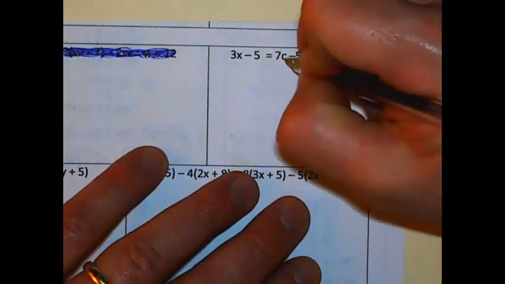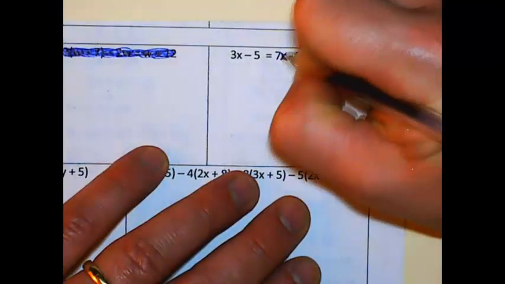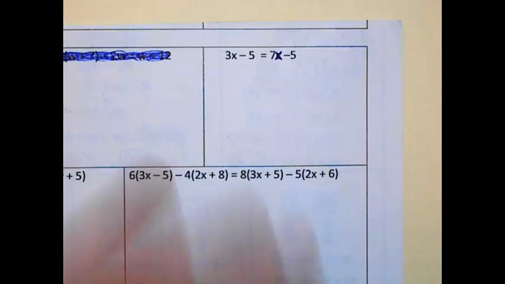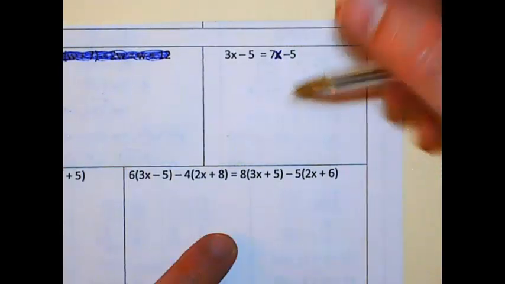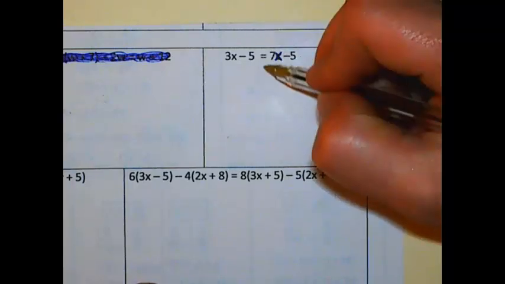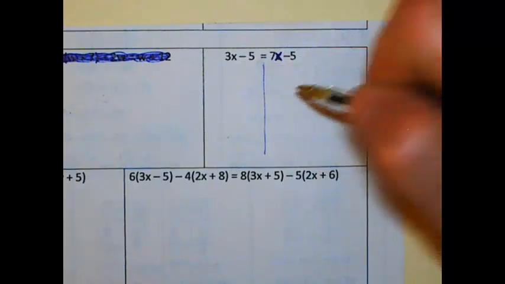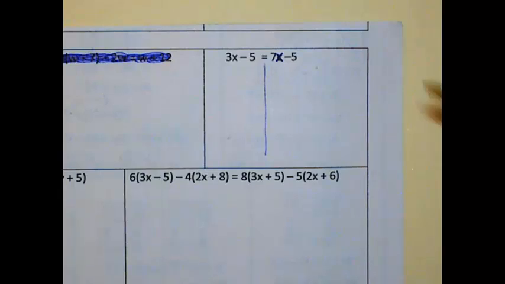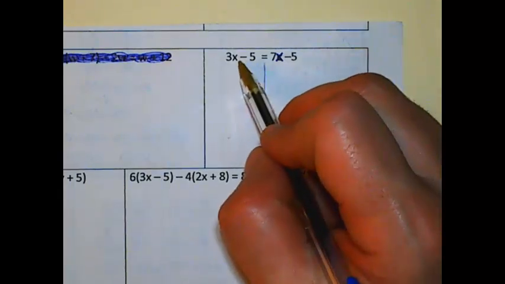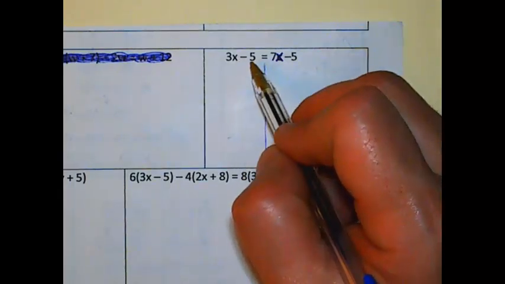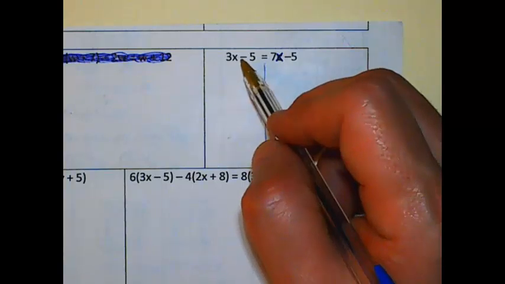Again, there was a typo. It's supposed to be an X, not a C. This is a simple equation compared to the previous ones with parentheses. But the reason why I want to do this is because let's take a look at it. Basically, we don't have any parentheses, so we don't have to worry about getting rid of the parentheses.